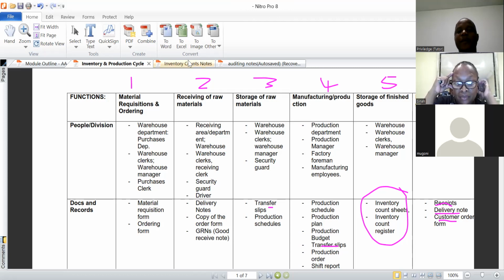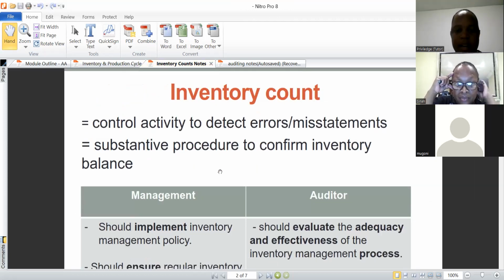The next and very important thing I want to take you through is called inventory counts. Why do you think companies perform inventory counts, especially those that are into manufacturing? And I want to ask Sister Rhoda, why do you think companies perform inventory counts?